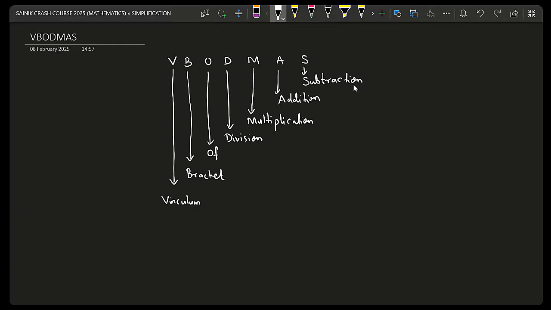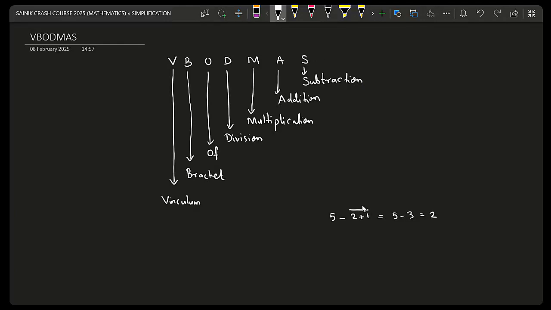I'll explain what a vinculum is first. Vinculum is also a type of bracket, but it should be done first before any operation. For example, I have something like 5 minus 2 plus 1, but this 2 plus 1 is under the bar, that is a vinculum. So first we need to solve the vinculum. Under the vinculum we have 2 plus 1, that is 3. So 5 minus 3, the answer is 2.